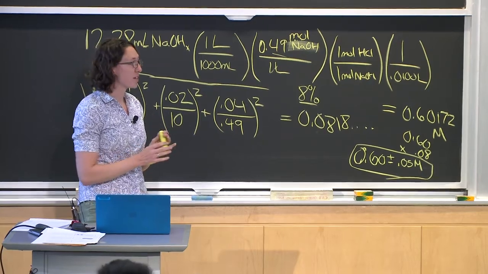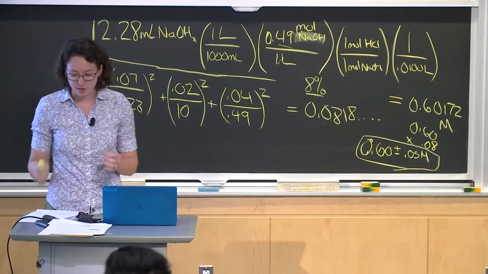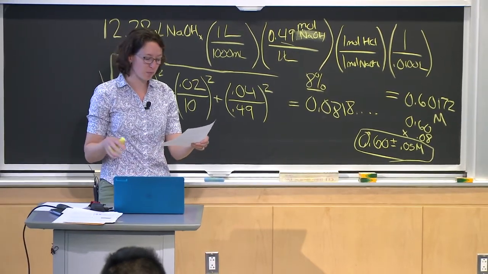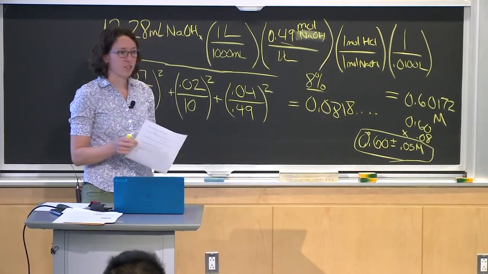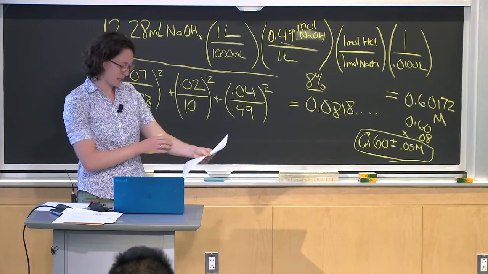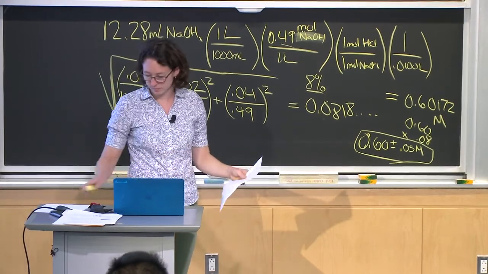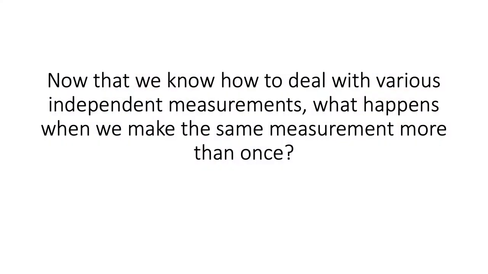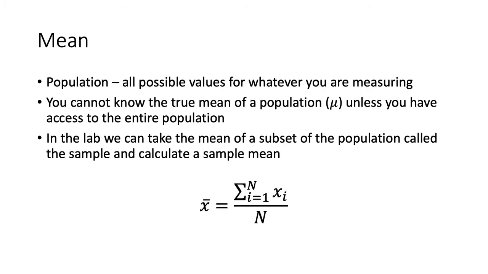So this is why it's important to make sure that you have the correct tolerances and the correct errors associated with all of your measurements, because when you go to do all of your calculations and write your lab report up, it will be very hard to figure out your error if you are missing some. Okay. So now that we know how to deal with the various independent measurements, what happens when we make the same measurement more than once?